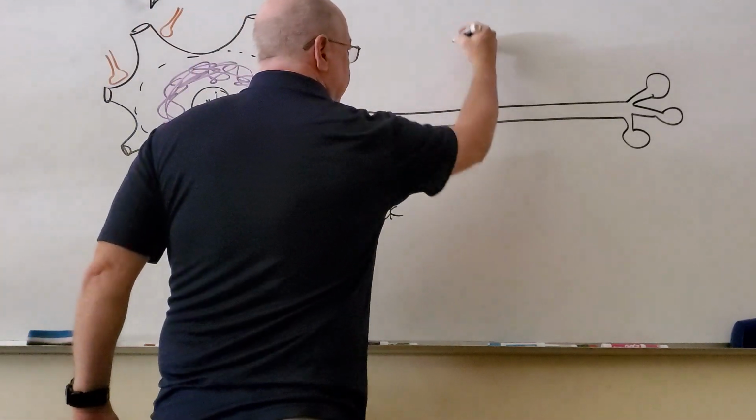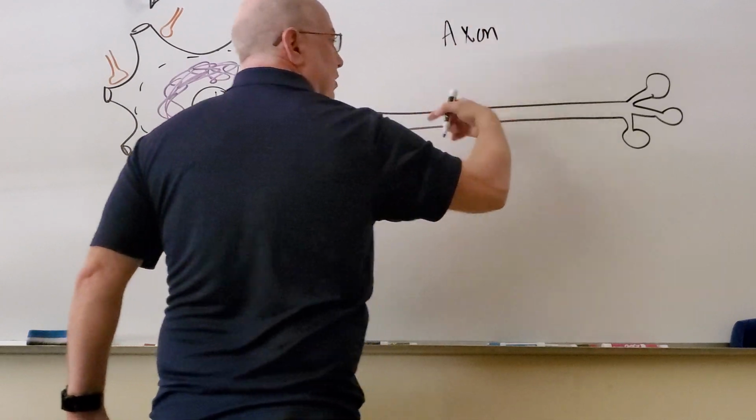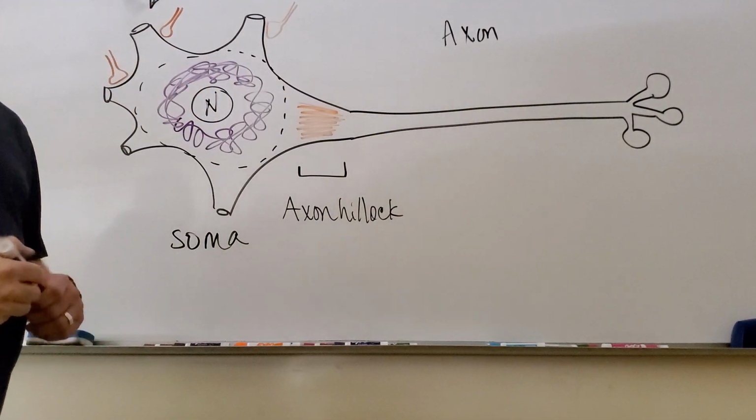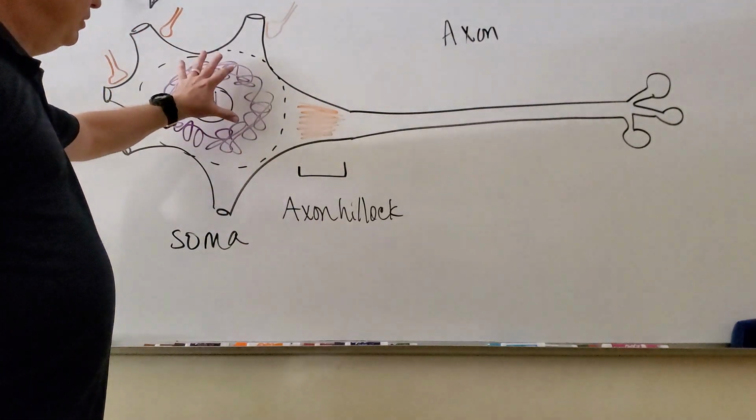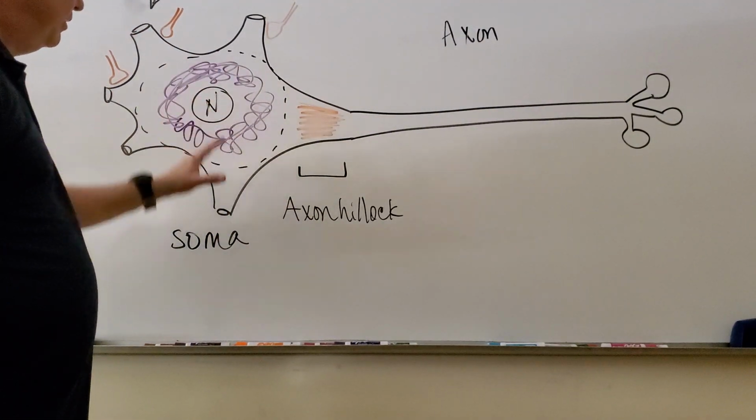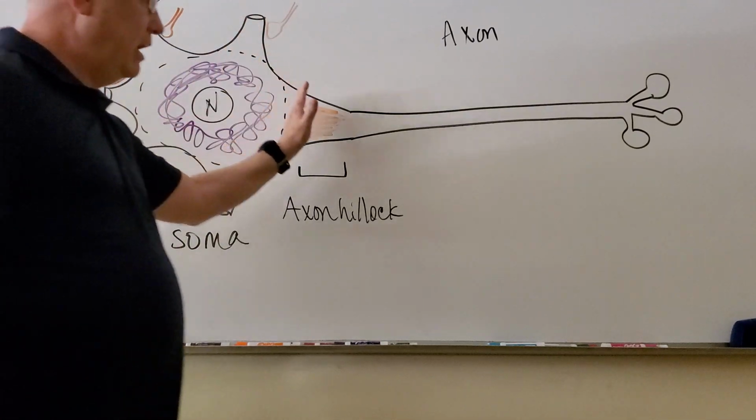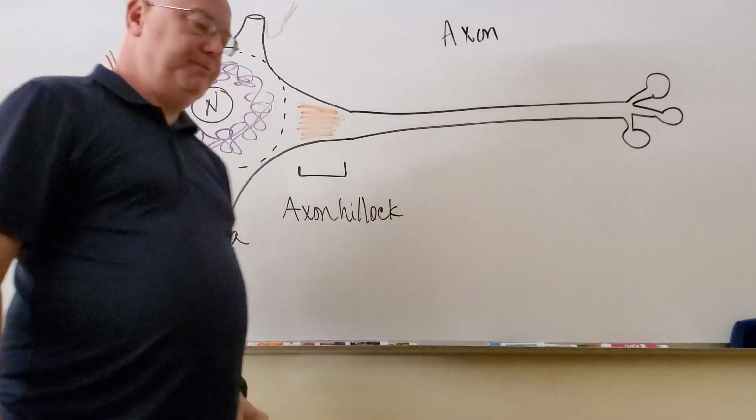And then this entire branch here would be called the axon, going down to the telodendria and the synaptic knob. So it's pretty simple anatomy. Soma with the nucleus and perikaryon, the dendrites, axon hillock, and then the axon.